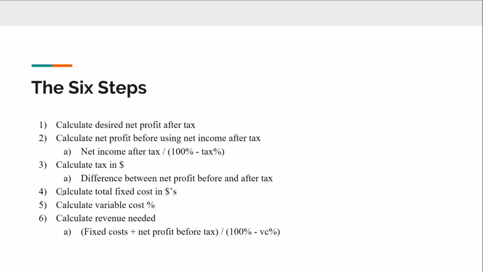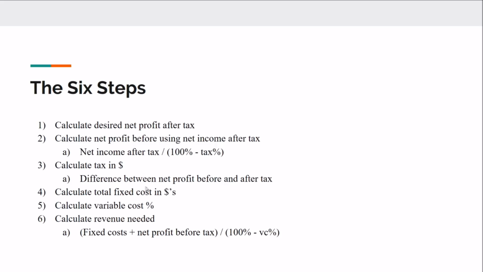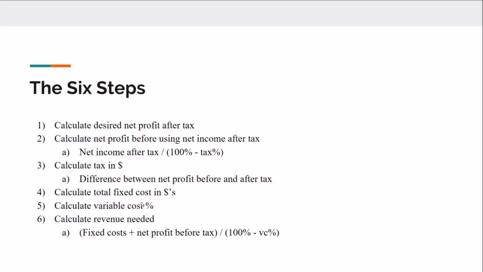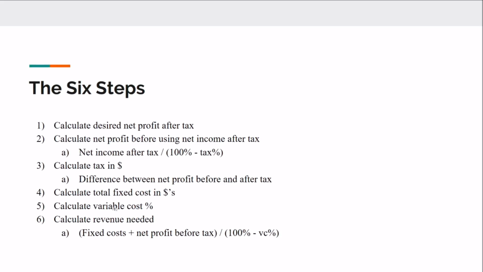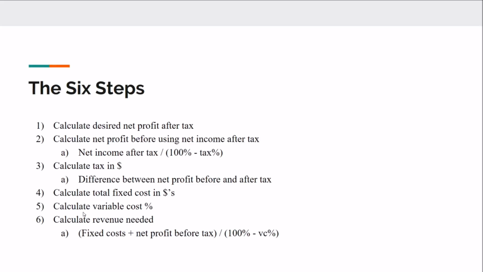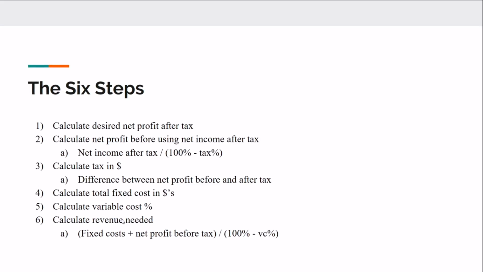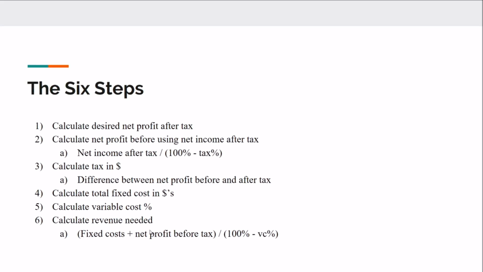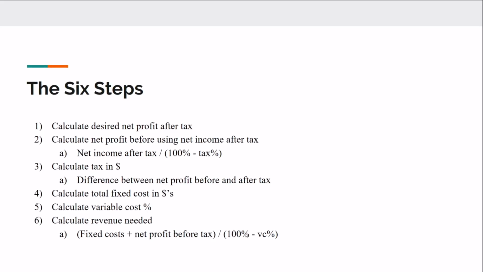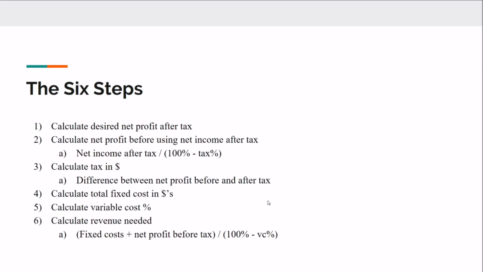The next step is to calculate the total fixed costs in dollars. Next, you're going to calculate variable cost percent. And lastly, calculate the total revenue needed, which is fixed cost plus net profit before tax divided by 100 minus the variable cost percentage.